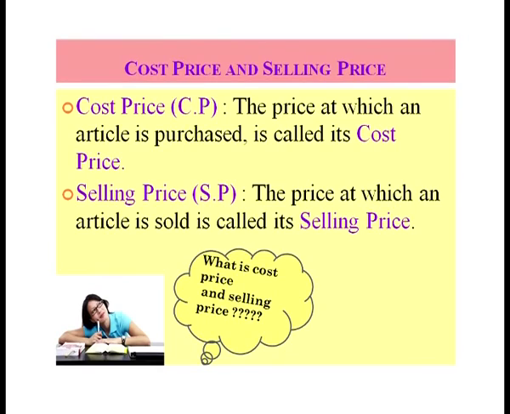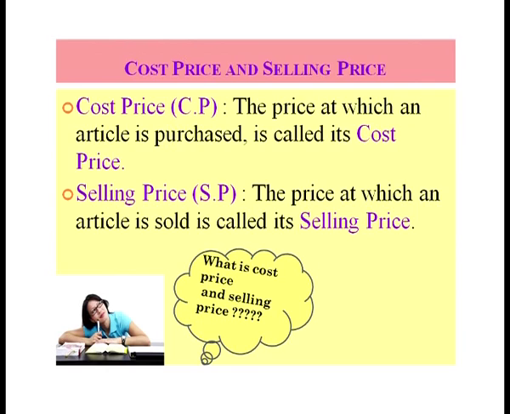Before calculating profit and loss, it is very important to know what cost price and selling price are. Now we shall discuss cost price and selling price. Cost price is the price at which an article is purchased, and we generally write it as CP. C stands for cost and P stands for price.